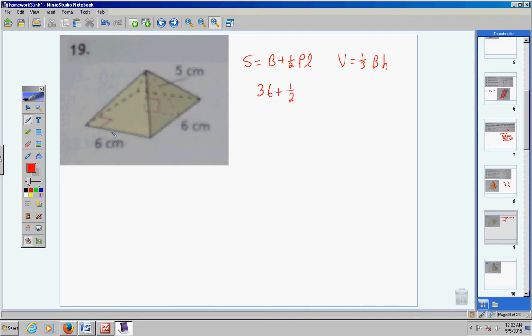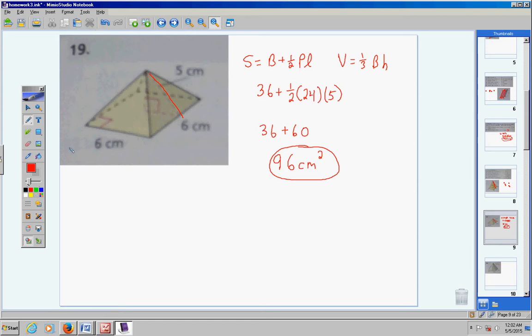Now, the perimeter of the base would be 6 plus 6 plus 6 plus 6, which is going to be 24. Now, the slant height is this height right here, so 5. Okay, so 1/2 times 24 times 5 is 60. Add those two together, and we'll get 96 centimeters squared because we're dealing with surface area. Okay, so see if that makes sense, and let's move on.